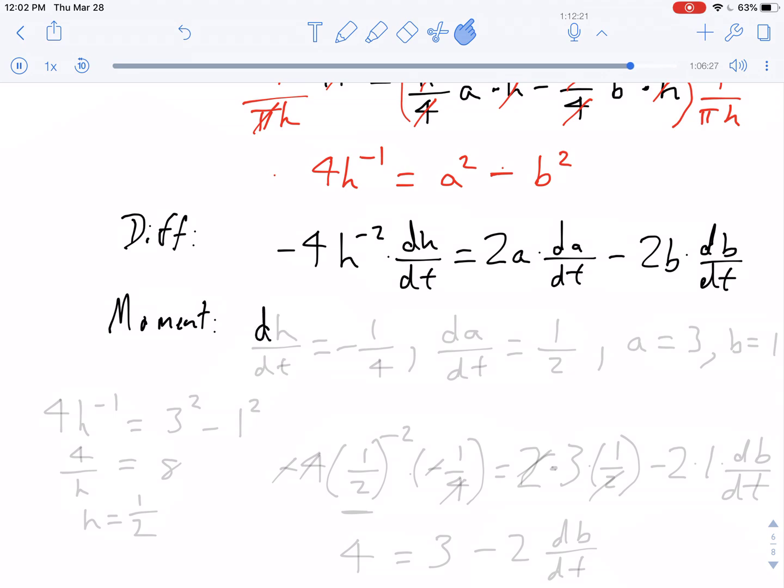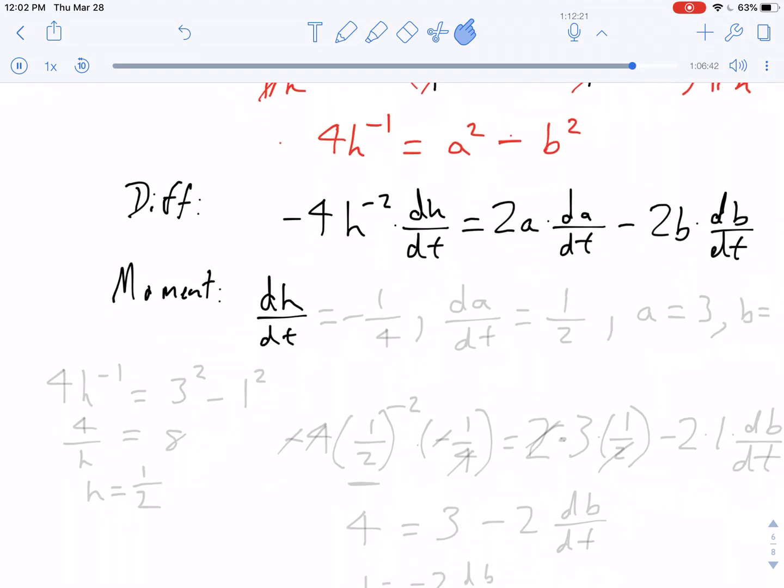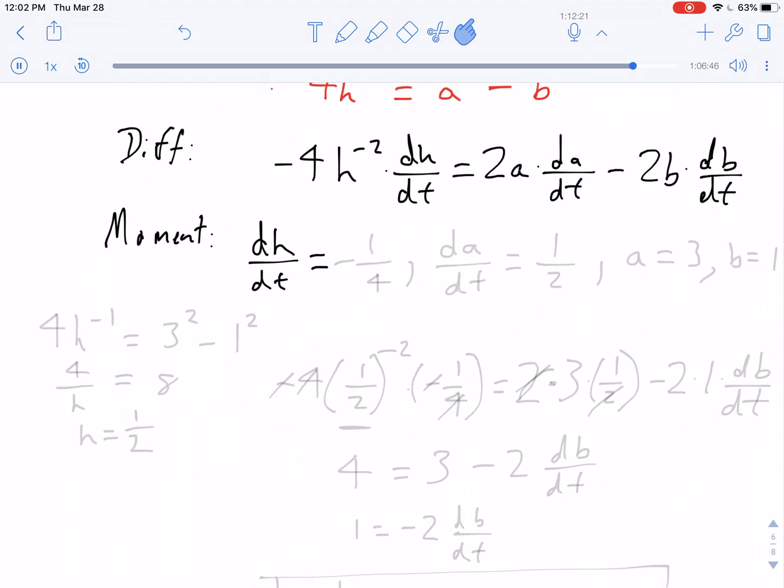We got dB. Don't we have dB? We're looking for the inner diameter and how fast the inner diameter is changing. But we do have dH/dt. dH/dt equals negative 1/4. Right? What else do we have? We have dA/dt, the outer diameter, which is increasing, so it's positive 1/2. We are also given that A equals 3 at this moment, and my inner diameter, B, equals 1 at this moment.